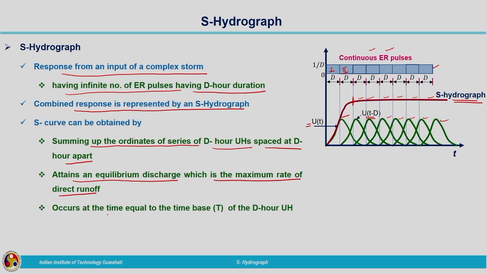This occurs at a time equal to the time base of the dr unit hydrograph. That is, if I mark the time base of the dr unit hydrograph as TB, considering the first unit hydrograph, the time base can be represented by TB. So, the equilibrium discharge will be attained by the S-hydrograph when it reaches a time equal to the time base of the unit hydrograph.